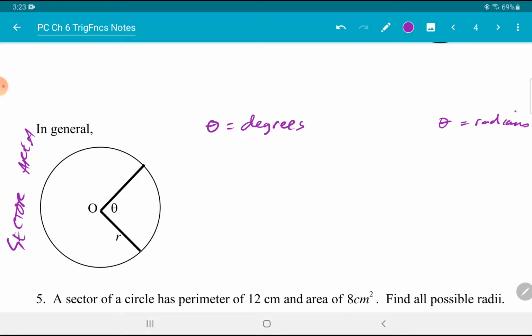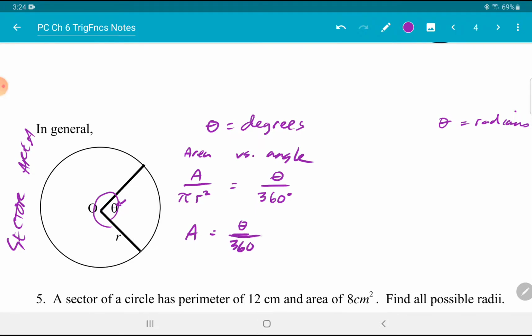Again, the idea is to create proportions. Proportions, proportions, proportions. And the proportions are set up by finding the area versus the angle measurement. So if you think about a part of the area, the sector area, over the whole area of a circle, pi r squared, is equal to a part of the angle, which we call theta, compared with a full circle's angle, which we know in degrees is 360 degrees. Solving for sector area, we get theta over 360 times pi r squared.